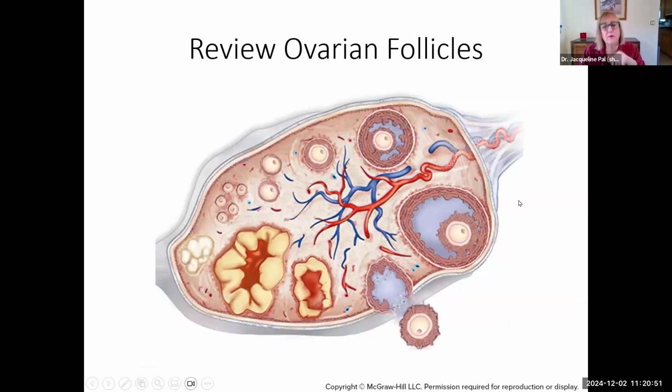All right. So before you go on to the next video, take a moment, look at this picture, and talk yourself through this whole process of ovarian follicle development.